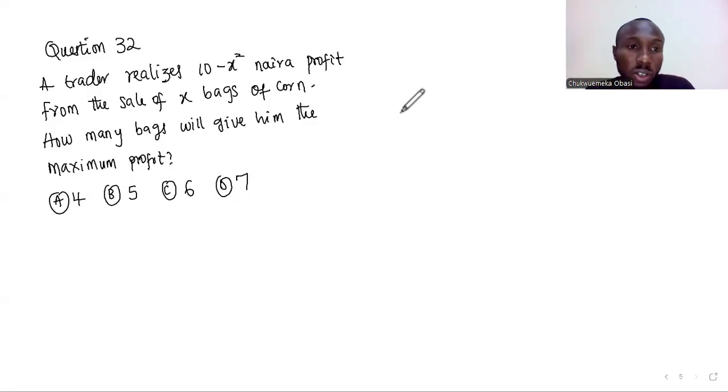Yeah, all right, guys, welcome to question 32 of the challenge, and we are still solving problems on differentiation. So, guys, let us see what this problem has for us. It says a trader realizes 10 minus x squared naira in profit from the sale of x bags of corn. How many bags will give him the maximum profit?